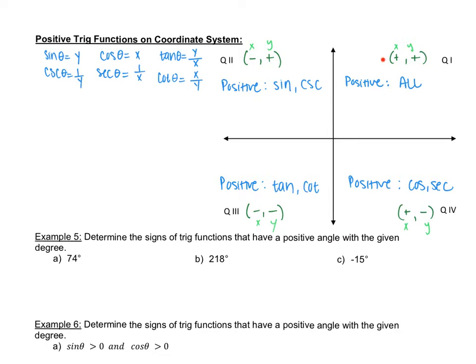So that means in the first quadrant, any type of trig function is positive. The second quadrant is sine and cosecant. The third quadrant is tangent and cotangent. And the fourth quadrant, cosine and secant. So this chart here tells you what positive trig functions are on the coordinate system. And you'll use this quite a bit for the next two problems. I also want to show you an acronym that we use.